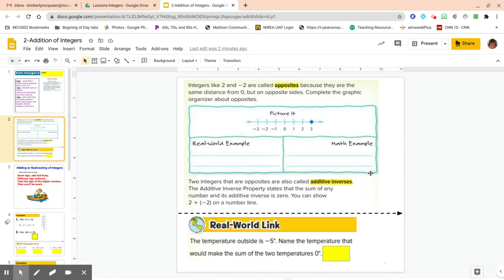So this slide talks about opposites. The opposite of 2 is negative 2. The opposite of 3 would be negative 3. A real world example might be negative 3 degrees and positive 3 degrees. Those are called additive inverses. Why? Because we're adding the opposite, or the inverse, and that gives us a 0.